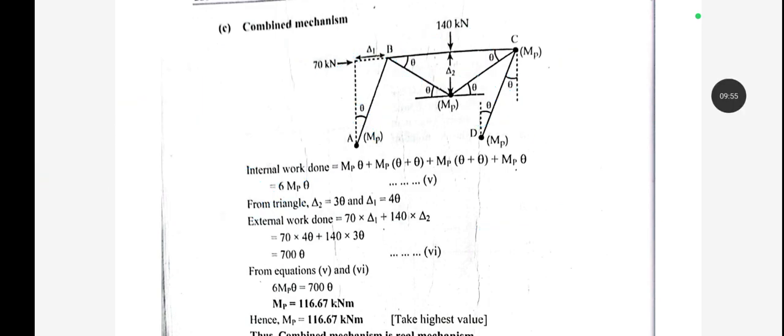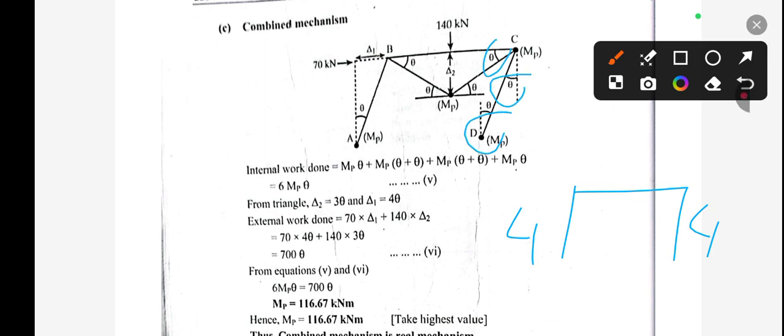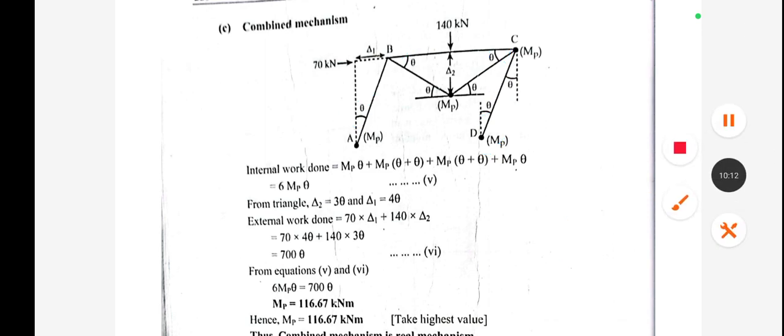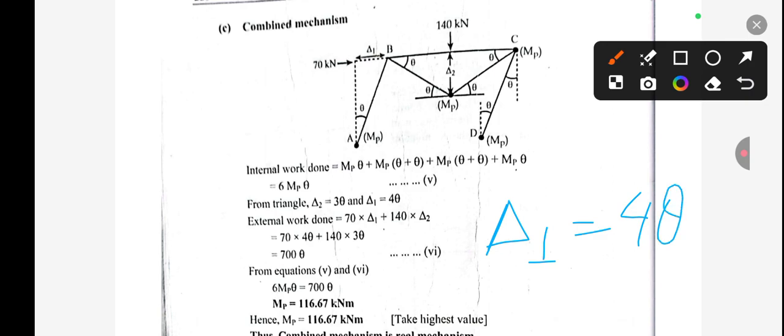Okay, but for now our question is simple, because we have given both 4 meter and 4 meter. So we can take all theta the same. We don't need to take different theta. So from here you can see, in the place of delta 1 we can write 4 theta.